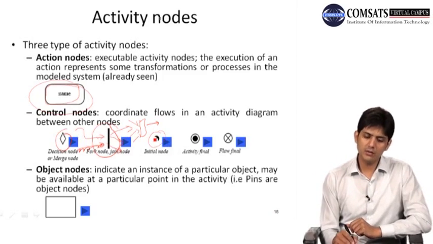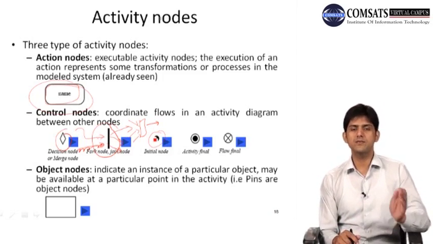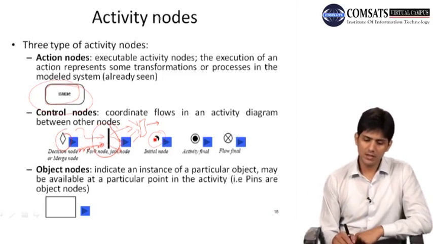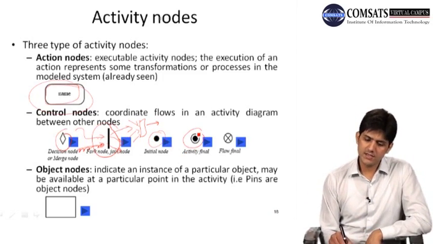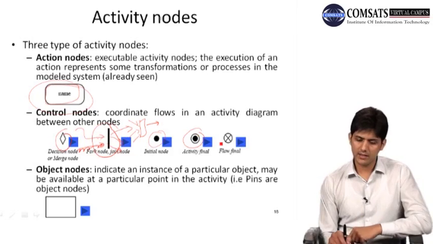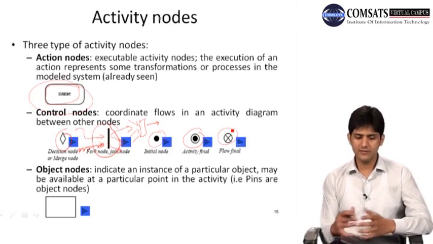Then we have this solid circle, which we call the initial node. This is where the activity diagram starts. And then we have the activity final node, and the flow final node, where the complete flow finishes.